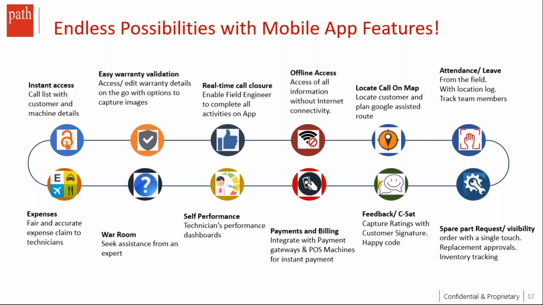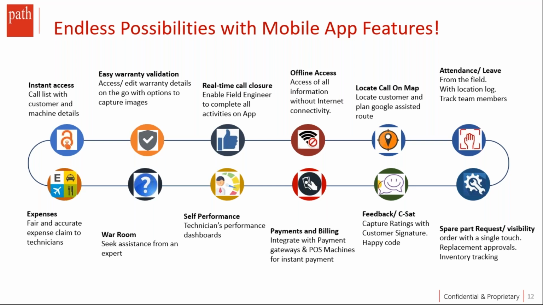Locating calls on a map, you can locate customers and plan a Google-assisted route. As I said, marking attendance and leave from the field itself. And as a supervisor, I can also track my team members. You can do a spare part request. And a very important thing written here: replacement approval and order with a single touch. So no need for a tedious purchase order request. Simply select the call, and if you find any spare required, you click on it. An auto PO will be generated and sent to the warehouse, and once it is back at the service center, you will be notified.